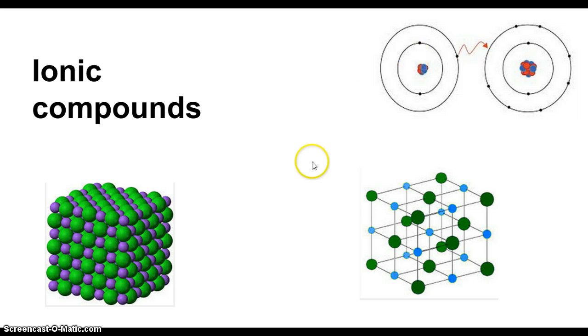You can see a slightly more macroscopic image right here, where you end up with this crystal lattice structure of alternating ions of positive and negative charges. It can be seen in several different ways here. So ionic compounds are always composed of a metal, which loses electrons, and a nonmetal, which gains electrons, or it contains a polyatomic ion.